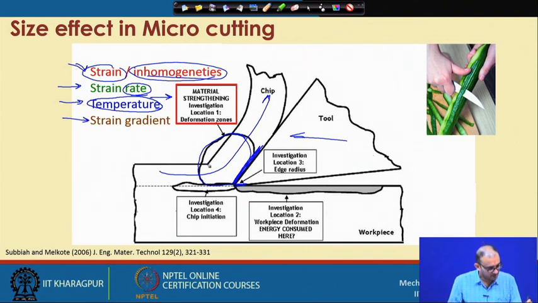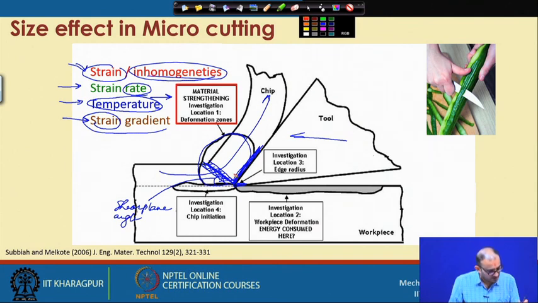What is the strain gradient? We know that this is the shear plane and this is the shear plane angle. But the plane is not actually a plane, it is a type of band. So, it has an area, not a line. This is the particular shear band in which the deformation is going to occur. So, strain is not actually uniform in this area. Some locations have a higher strain rate and some locations have a lower strain rate. So, we have to understand what is going to happen when you do cutting at a micro scale with this strain gradient.